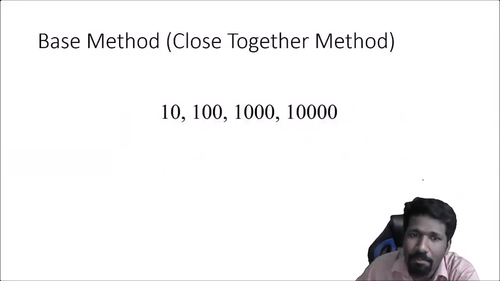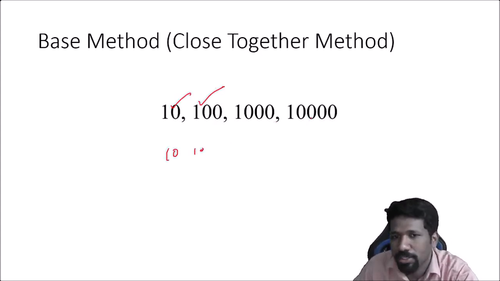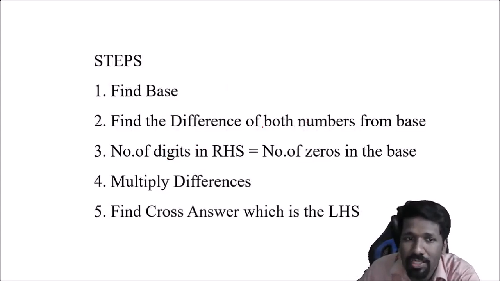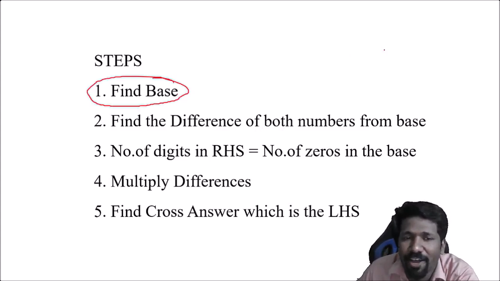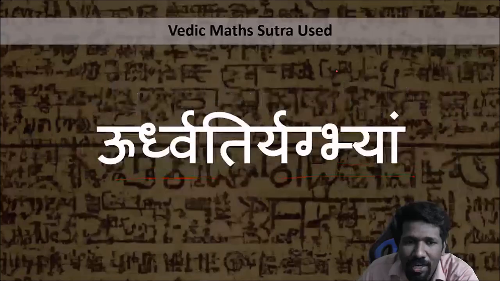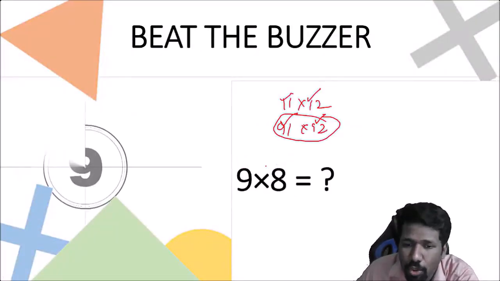So what is a base? Base just means powers of 10. 10, 100, 1000, 10,000, etc. are bases. So when numbers are near to a base, this method is particularly applicable. So the first thing you have to do is identify the base. For example, the first question I asked you was 9 into 8. Now 9 and 8 both are numbers near to 10. So the base is 10.